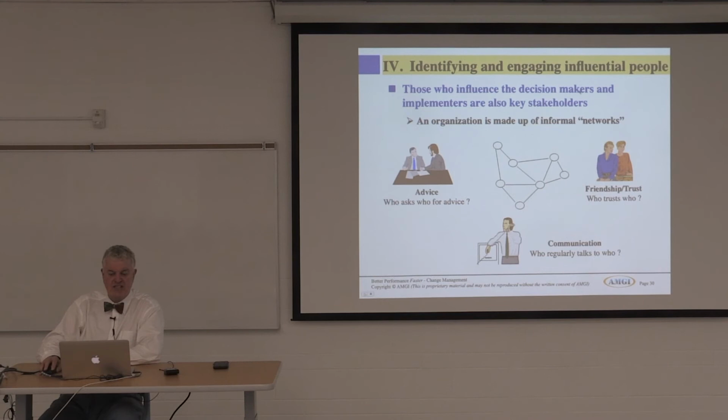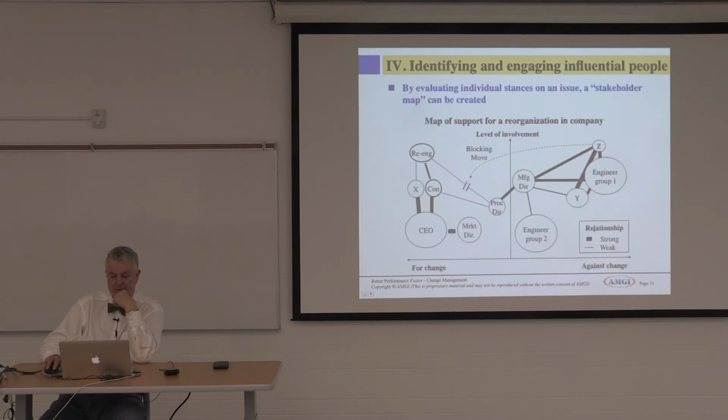So those who influence the decision makers and implementers are the key stakeholders. Who asks for advice? Who trusts who? You've got to know all this stuff. Who regularly talks to who? Where's all the gossip? Where's the real decision making going to happen? I'm going to show you a couple of diagrams and then I'll wrap up with this one. This is a diagram of a re-engineering team. This is the consultant. This is Mr. X. Call him the sponsor of the chief executive. So the chief executive is for the marketing change.